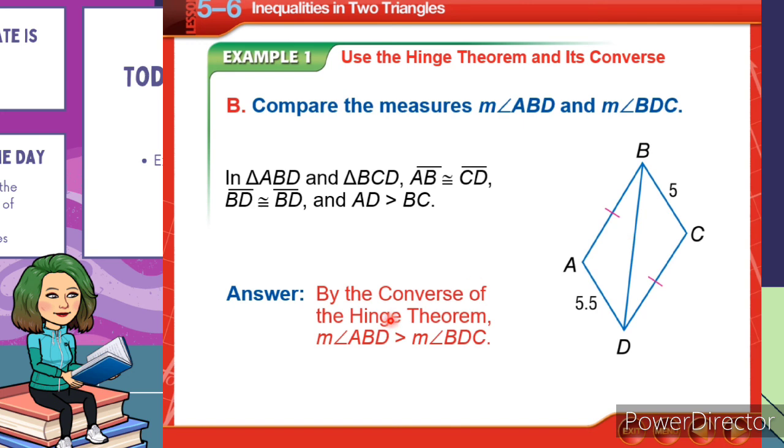So, by the converse of hinge theorem, therefore, we can compare the measure of angle ABD. Ano bang tinutukoy natin dyan? ABD. So, itong angle na to, ang katapat niya is 5.5. So, alin ang mas malaki? Si angle ABD ba? O ito si angle BDC na ito? So, since angle ABD, ang opposite side is 5.5, which is greater than 5. Therefore, we can say that by converse of the hinge theorem, the measure of angle ABD is greater than the measure of angle BDC.